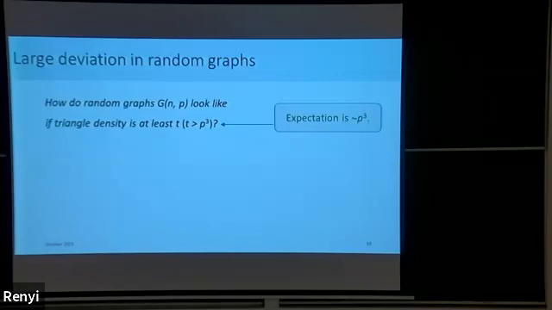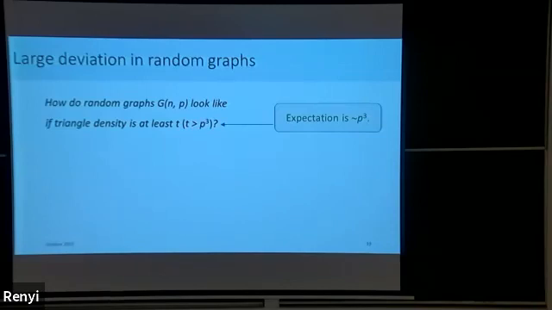Large deviation theory for random graphs. So here is a question that I think many people have asked. Suppose I take G(n,p), the standard Erdős-Rényi random graph. You have n points, and for every pair of points you flip a coin, and with probability p you keep the edge, and with probability 1 minus p you don't put in an edge. But now you don't take this graph as is, you also condition on the triangle density to be at least t. Now, the expectation of the triangle density is p cubed.